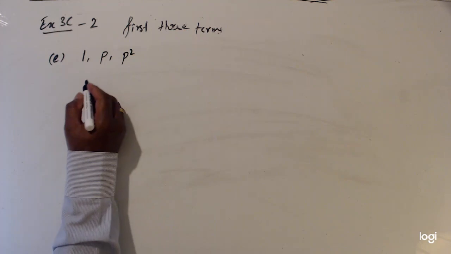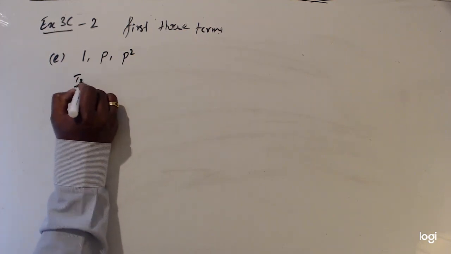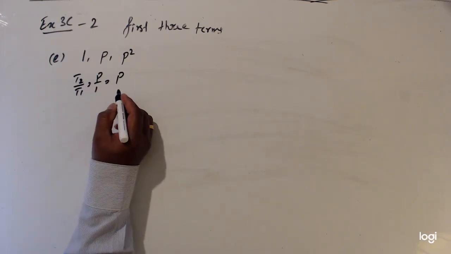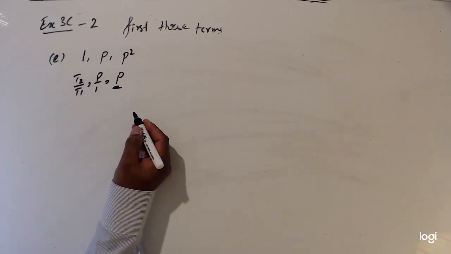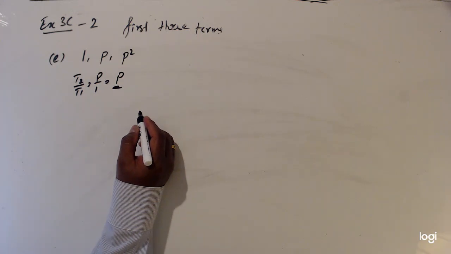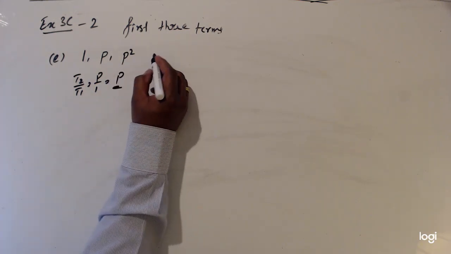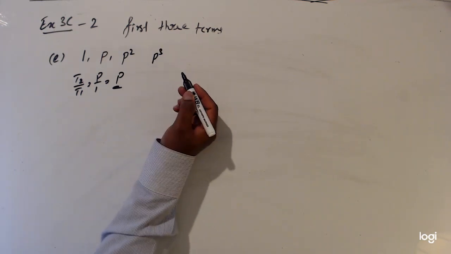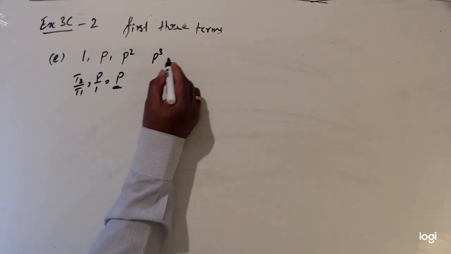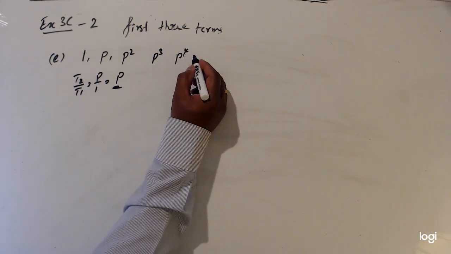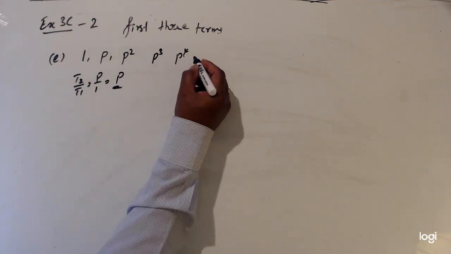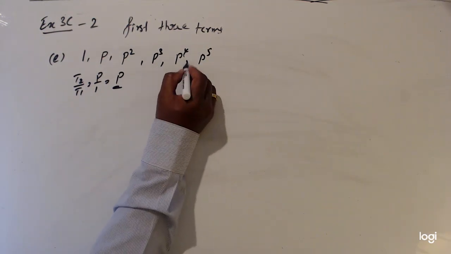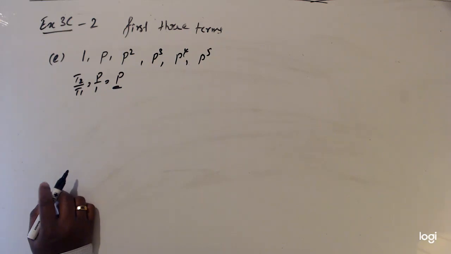Part E: T2 divided by T1 is p over 1, equal to p. So the common ratio is p. So we have to multiply by p. So p squared times p is p cubed, and p cubed times p is p to the 4, and p to the 4 times p is p to the 5. Those are the three terms.